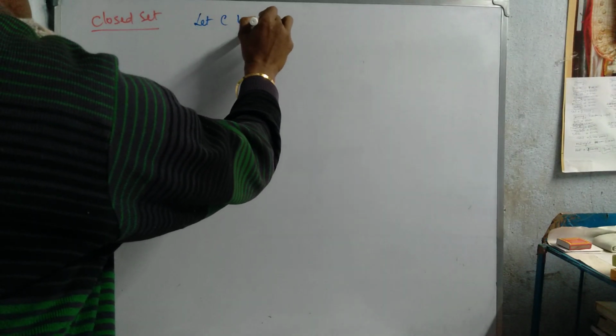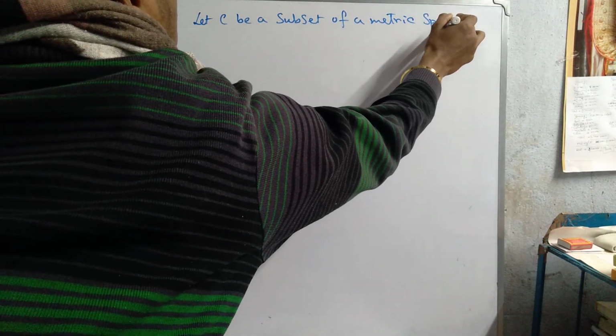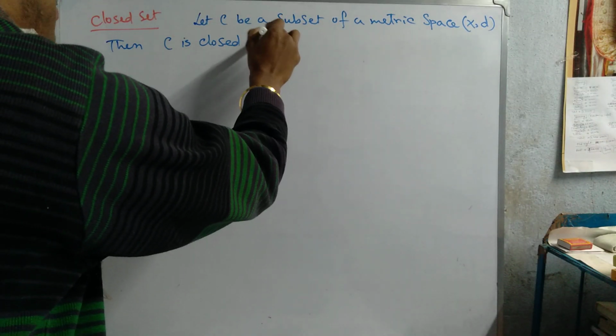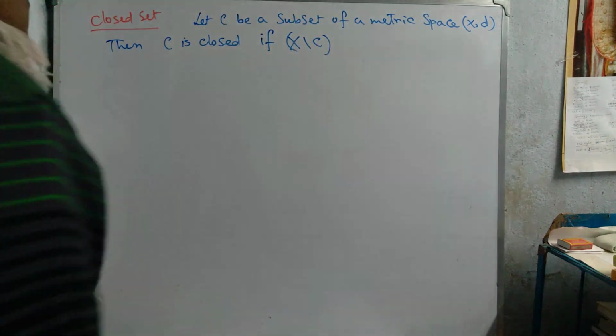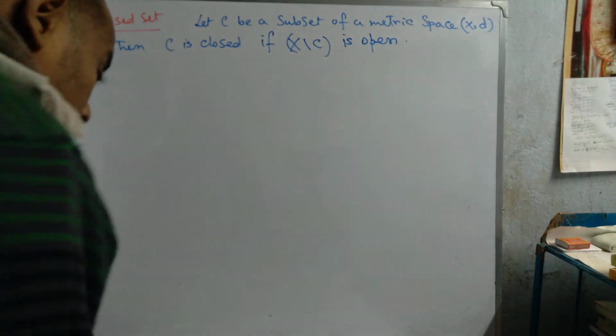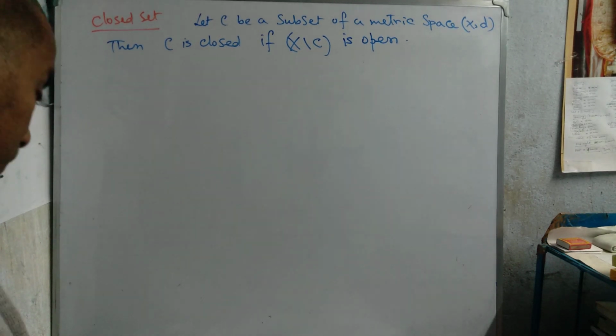Closed set. Let C be a subset of a metric space (X, d). Then C is closed if X minus C, that means the complement of C in X, is open. That means the interior of X minus C equals X minus C.